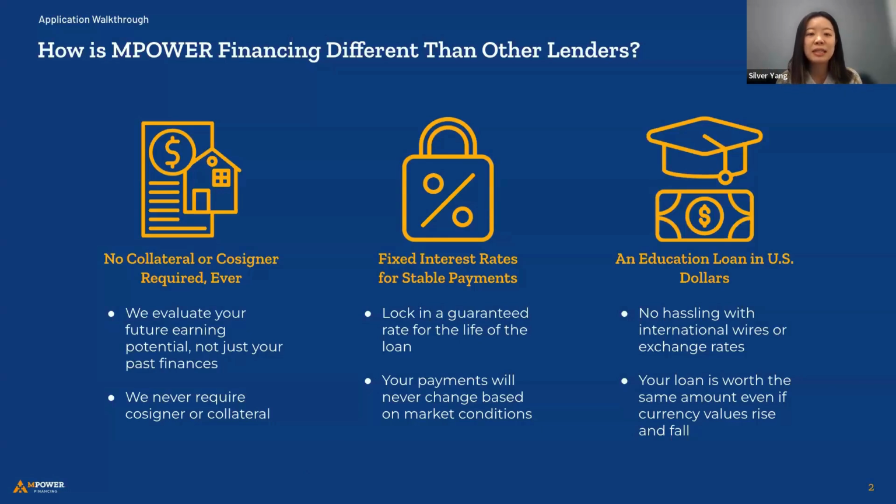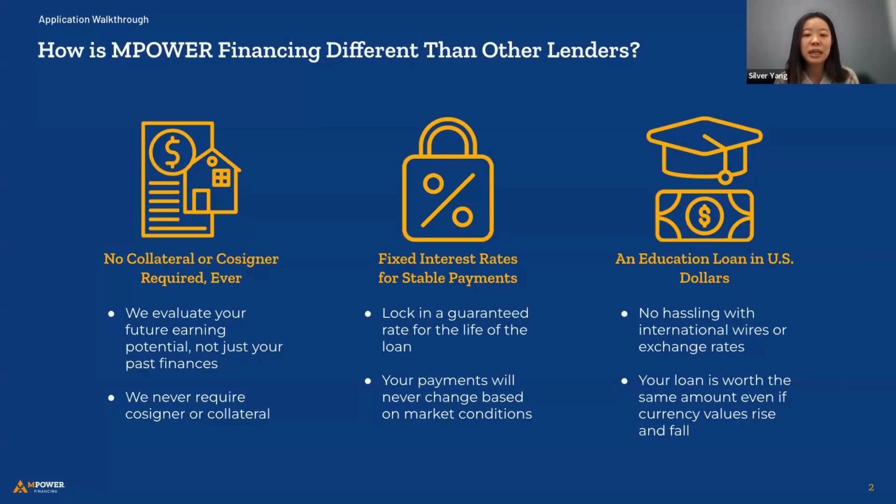And the second feature is that we offer fixed interest rate. And we are actually the only company in the world right now that provides fixed interest rate to international students without a cosigner. Fixed interest rate means your rate remains the same throughout the whole loan term. Even if the global interest rate increases, your rate will not increase. So this makes your financial planning easier because your payments every month will not change.